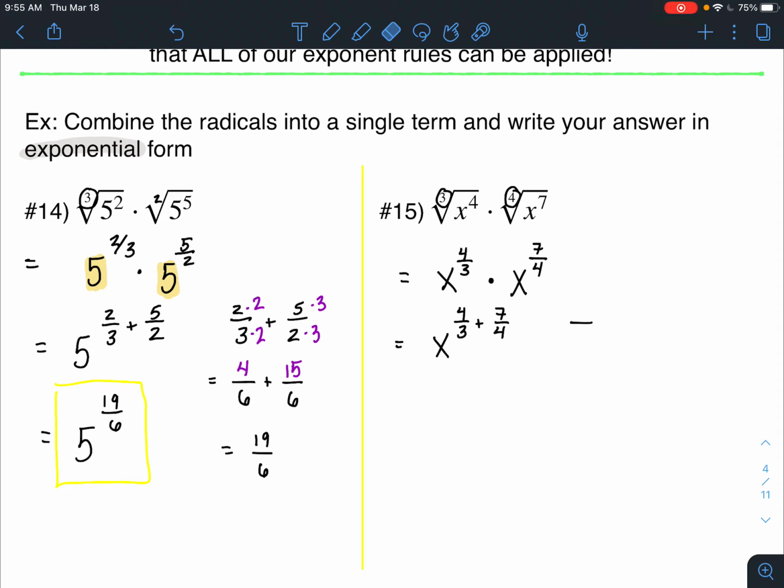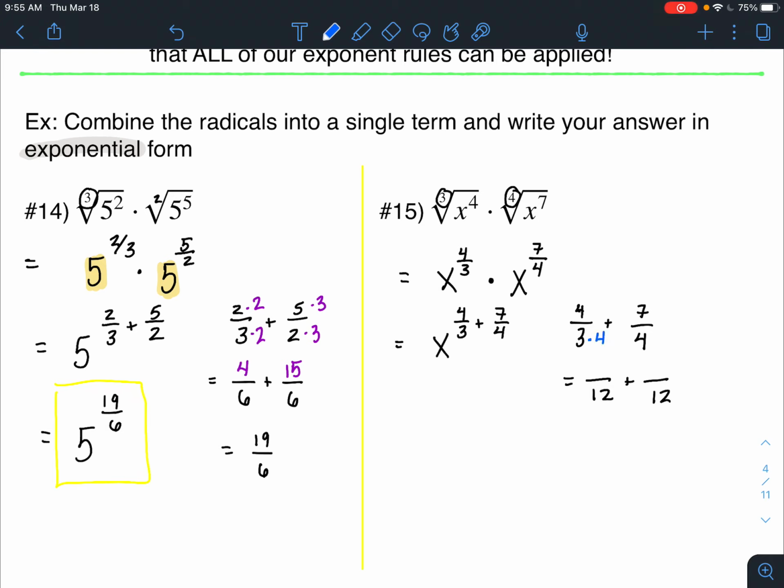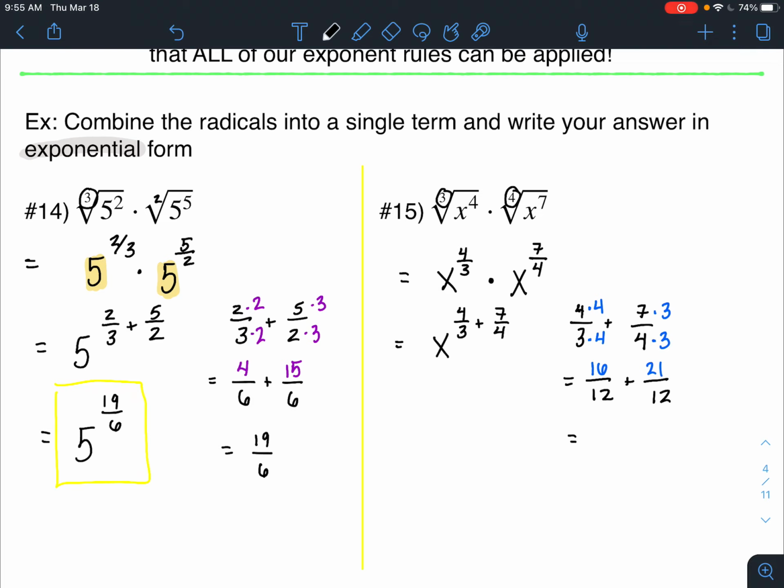It would help if I wrote the numbers correctly. There we go. So we have 4/3 plus 7/4. The lowest common denominator for 3 and 4: 3 and 4 both go into 12. To make 3 into 12, I would multiply by 4, so I multiply the 4 on top by 4 and get 16 as my numerator. And 4 needs to be multiplied by 3, so 7 gets multiplied by 3 and becomes 21. 16 plus 21 is 37, so I get 37 over 12 as my new exponent.